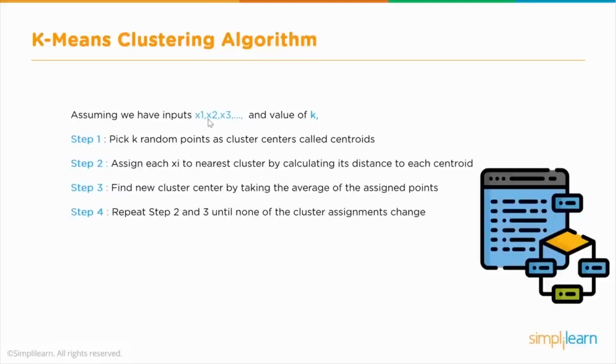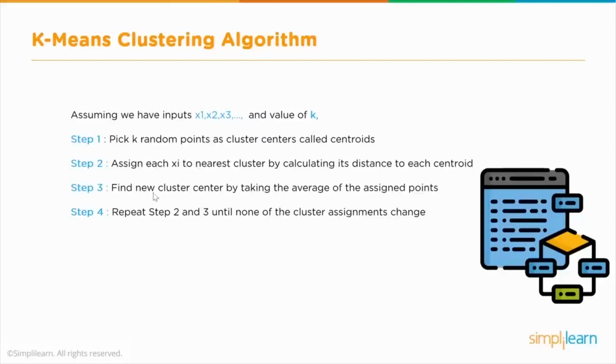Repeat that process for x2. Calculate its distance from each of the centroids C1, C2, C3 up to Ck, and find which is the lowest distance and assign x2 to that particular centroid. Same with x3 and so on. So that is the first round of assignment that is done.